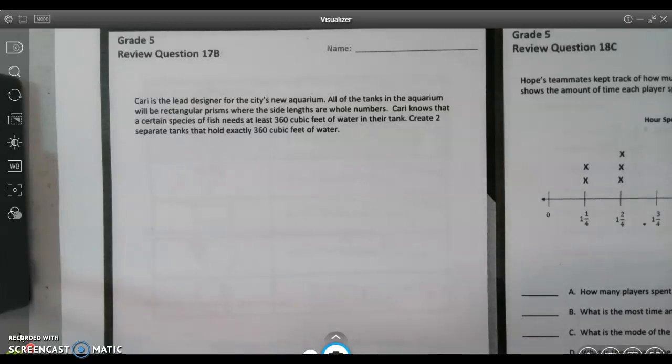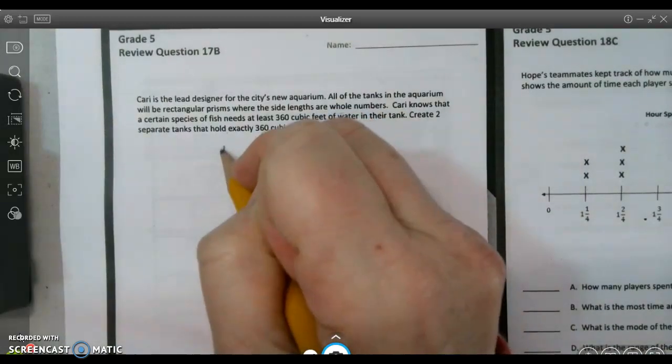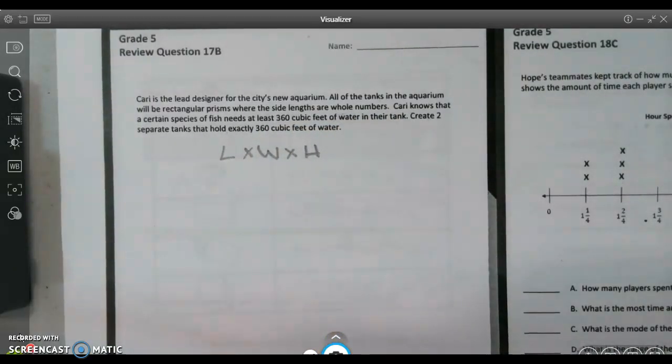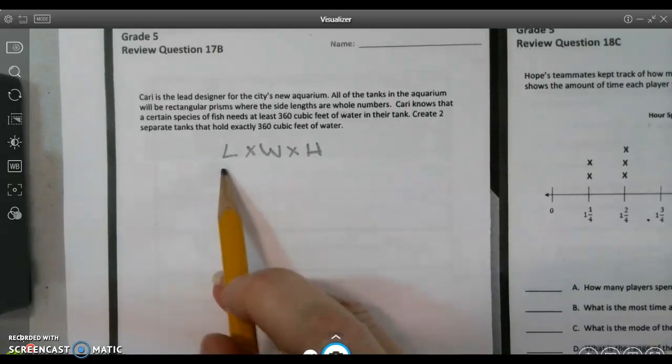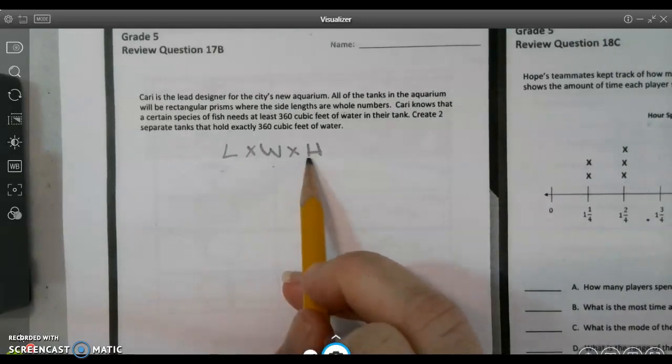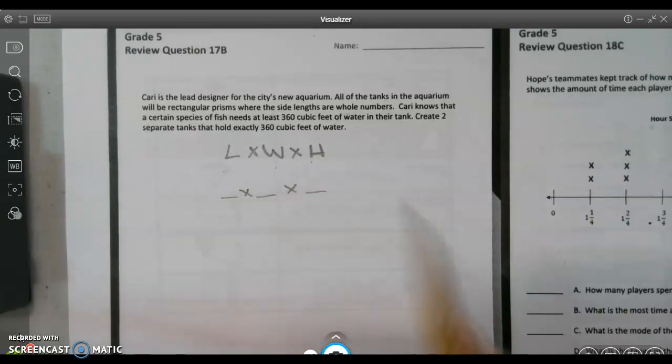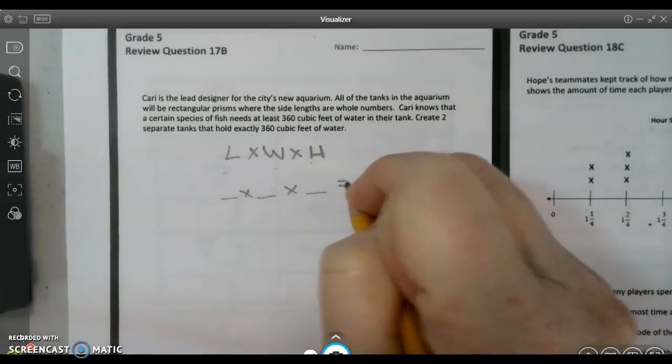Well, I know that 360, we could take off that 0 and it makes it 36, right? So can we think of facts that equal 36? Now, we know we could do a length times a width times a height, or we could do base times the height and find the volume. Length and width would make our base times the height. So what numbers could we do that would give us 36?